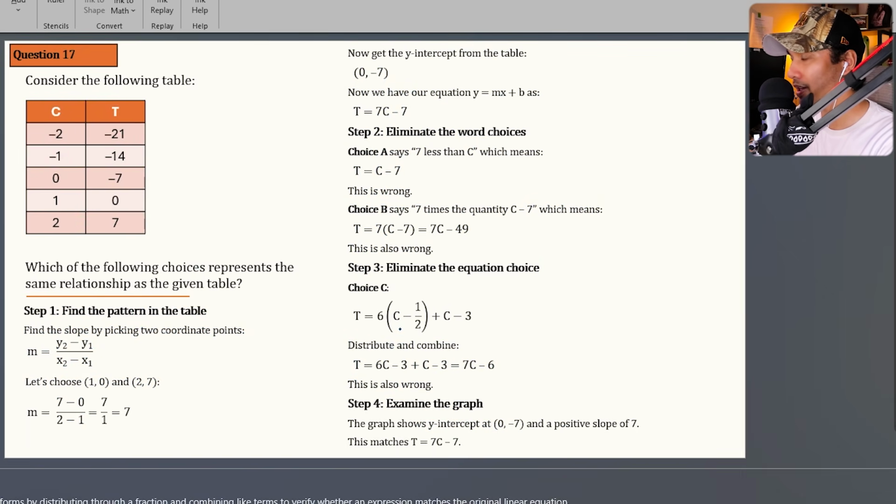Eliminate the equation choice. Okay, then we got 7c minus 6, exactly what we got. Then we examine the graph, and then we see that it has a positive slope of 7, and the y-intercept's at 0, -7, and that matches our equation of t equals 7c minus 7. All right, cool. Let's move on.